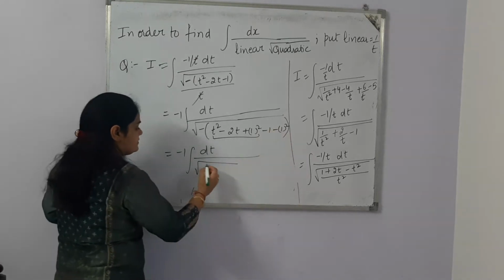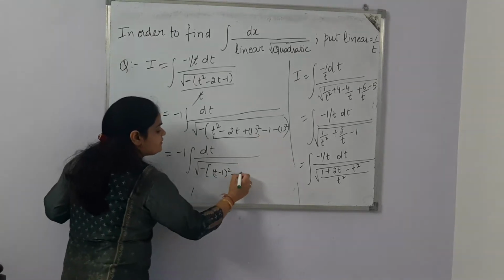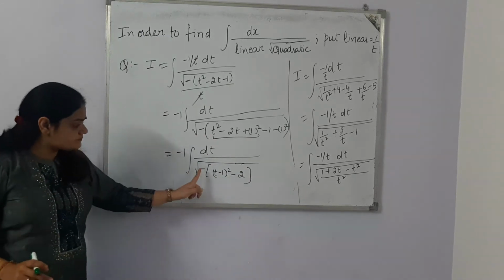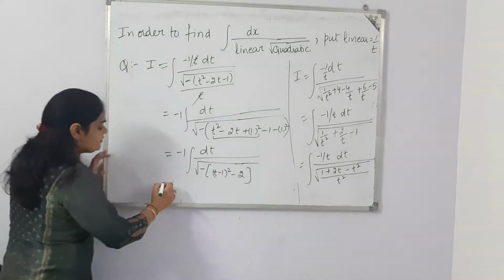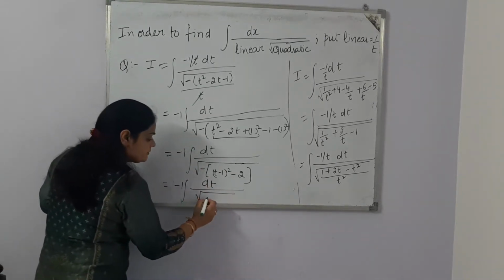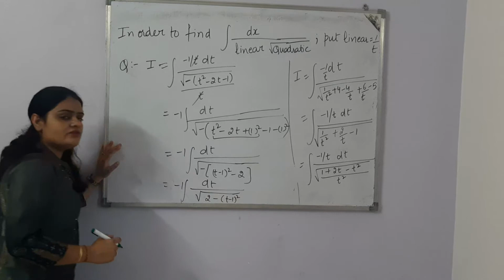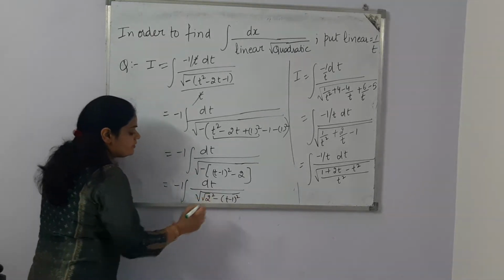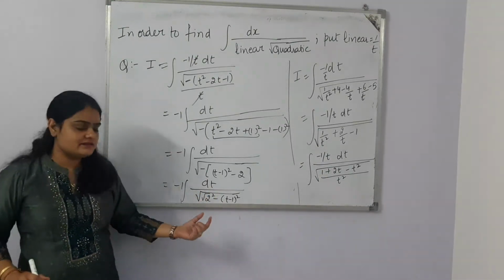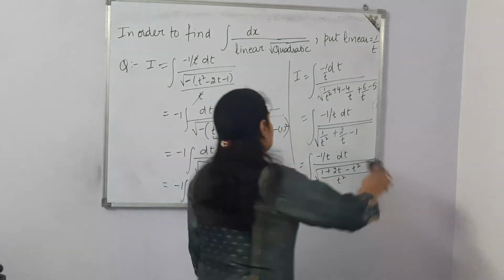It is t minus 1 whole square, and minus 1 becomes minus 2. Now we can multiply the negative sign with both the terms. Now we'll get minus 1 dt whole upon under root 2 minus t minus 1 whole square. Can I write 2 as under root 2 whole square? So here the formula is applicable, 1 upon under root a square minus x square. This is constant, a square minus x square. Its integration is sine inverse x by a.